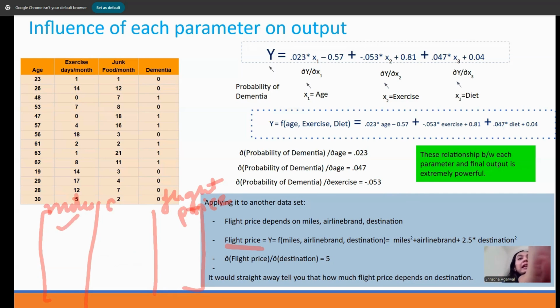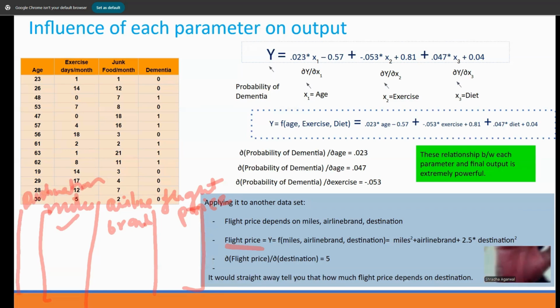Then airline brand, we know that is another parameter. If I am flying by United versus taking some cheap flight like Spirit, my flight price will be low. Then, of course, I have a destination. Even if I go 5,000 miles towards Toronto versus maybe going to some place in Hawaii, depending on the destination also, my price will differ.